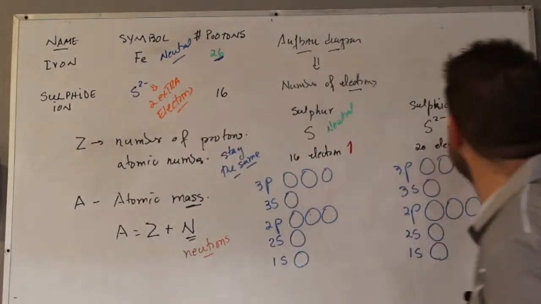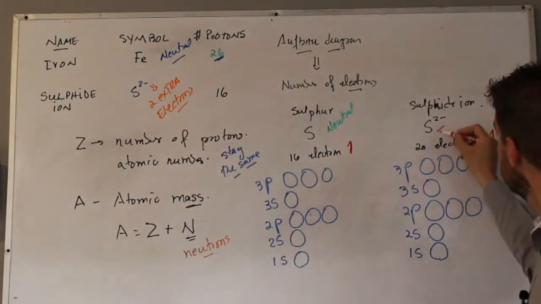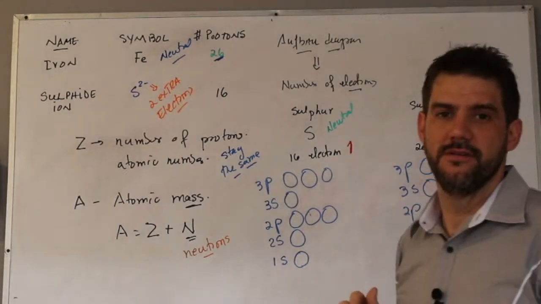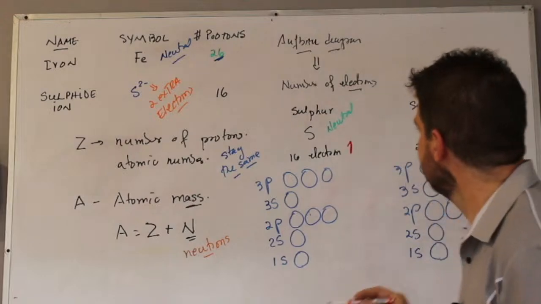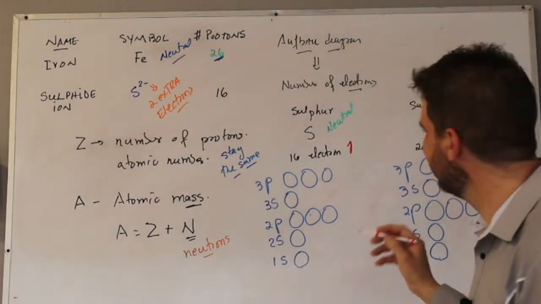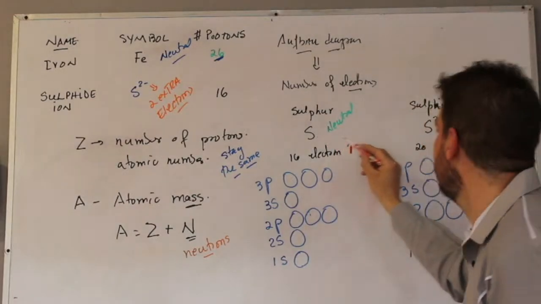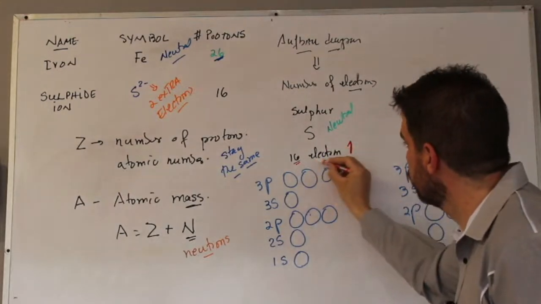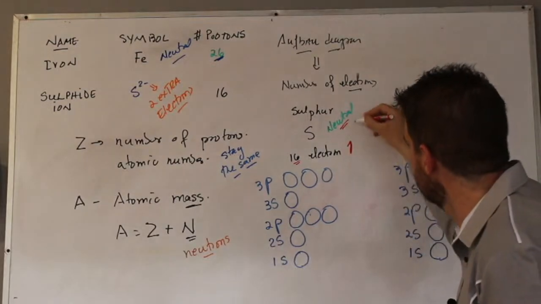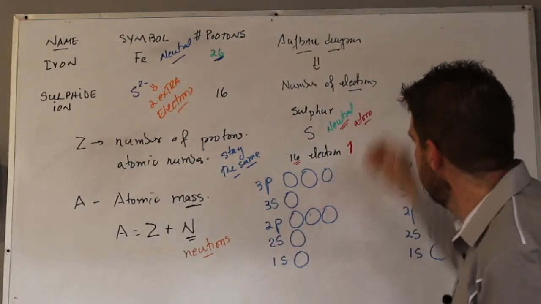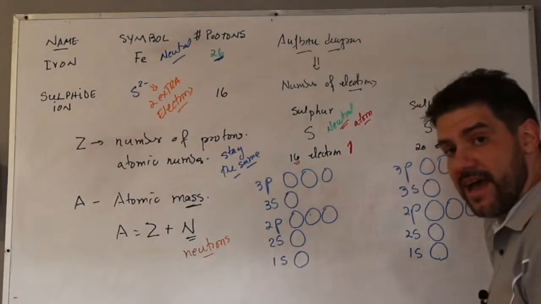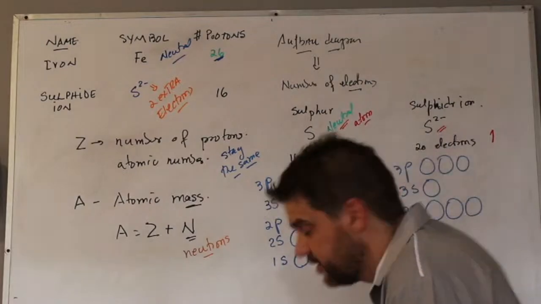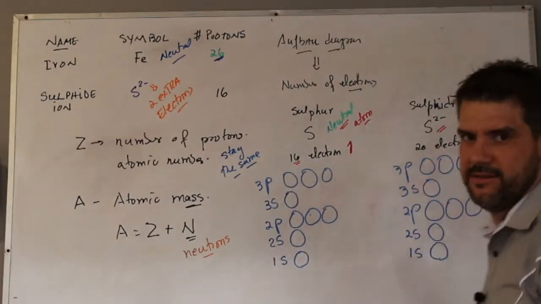This one is sulfide. It gained 2 electrons. Oh man, what is wrong, guys? We have sulfur, we have sulfide. Sulfur has 16 electrons, which is the neutral atom. We have the sulfide ion, which is an ion. This one has 16, this one has 20. Why?